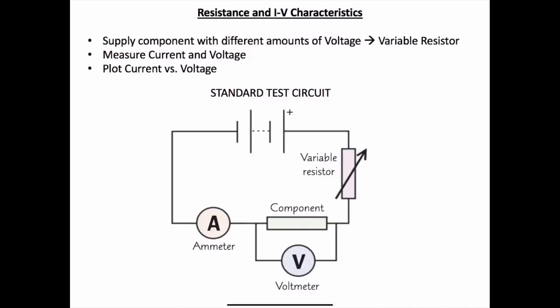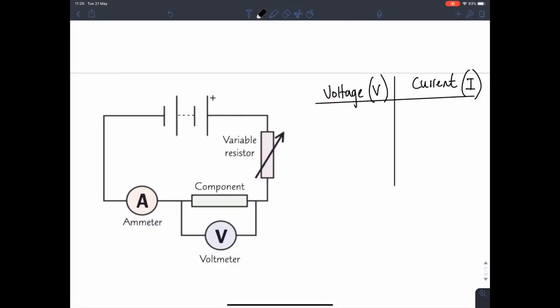So first of all, here we have a standard test circuit. Okay, so here is our standard test circuit. Now, this circuit is what we're going to use to carry out the practical. So if they ask you to draw a standard test circuit in your exam, this is exactly what you want to do. Okay, so here's your energy supply. You've got something called a variable resistor. This is the component that you're going to be testing. Now, you also have to have the voltmeter always going parallel around your component. And then, of course, the ammeter is going to be in series.